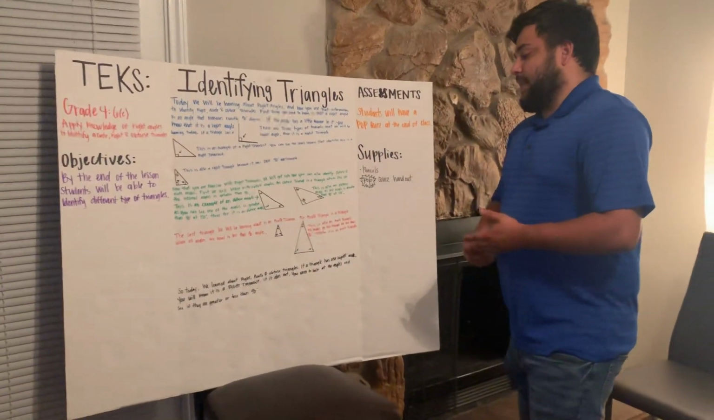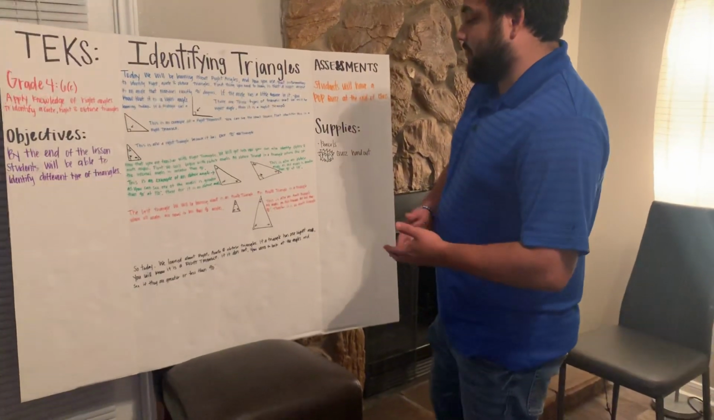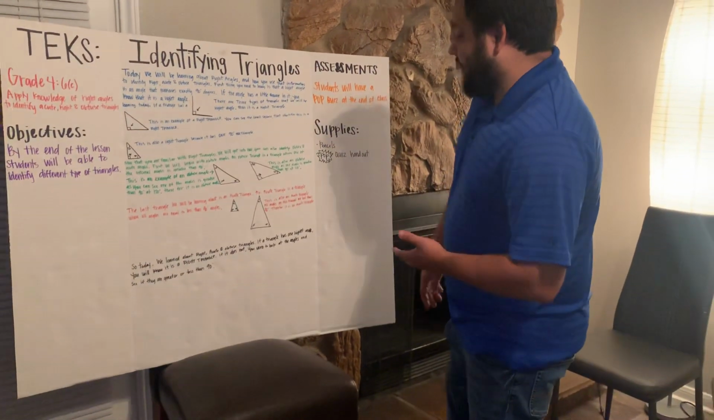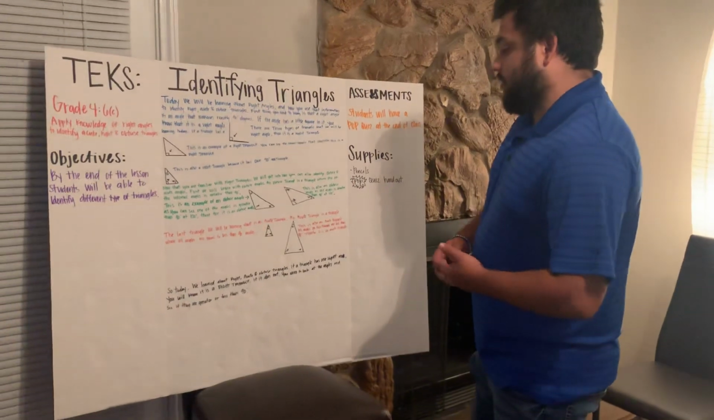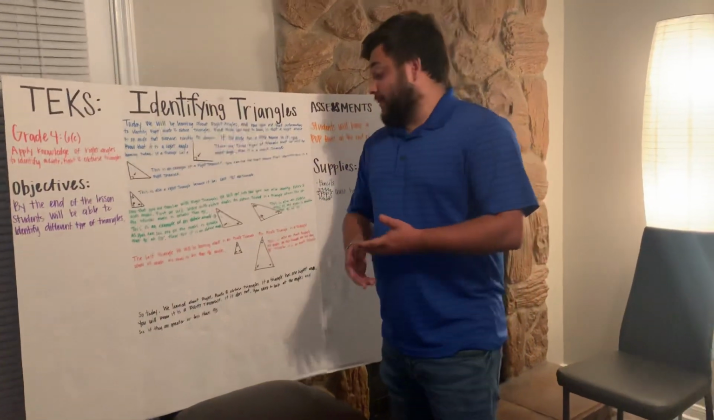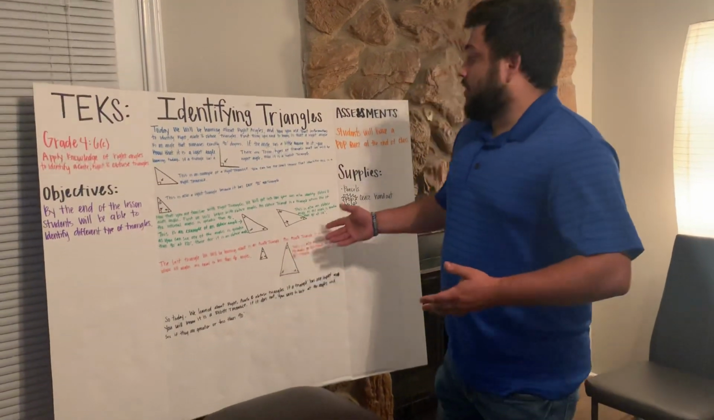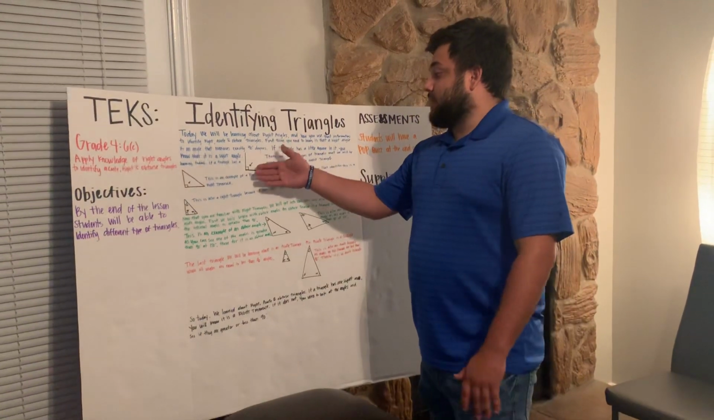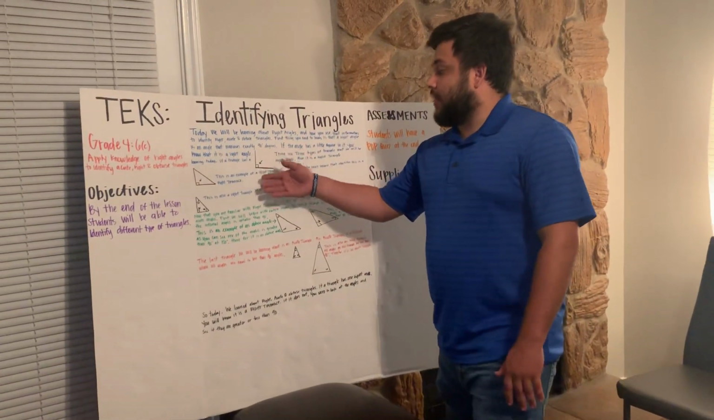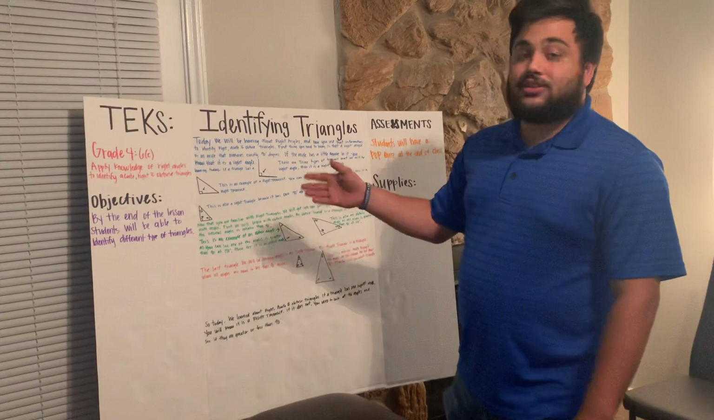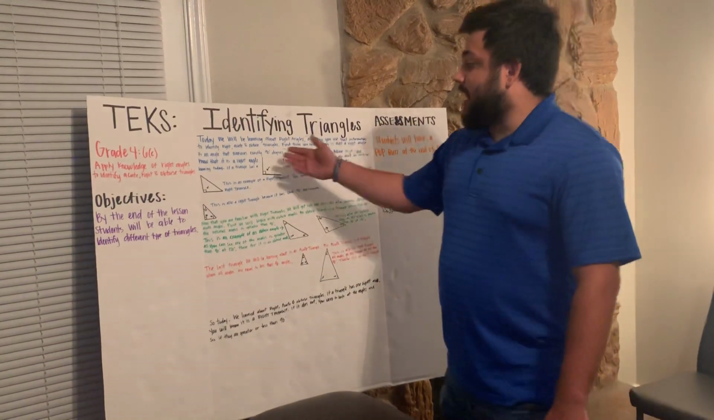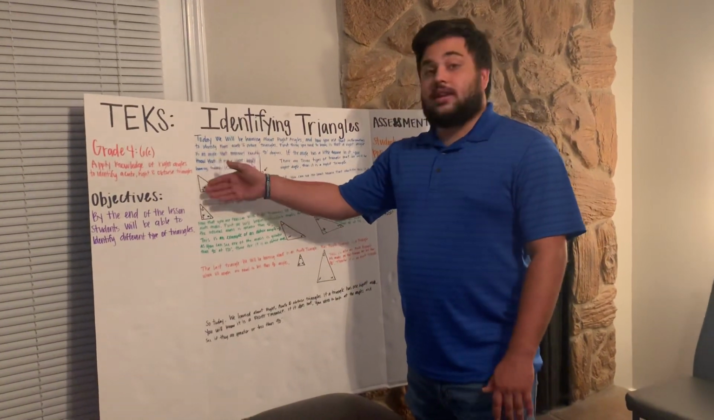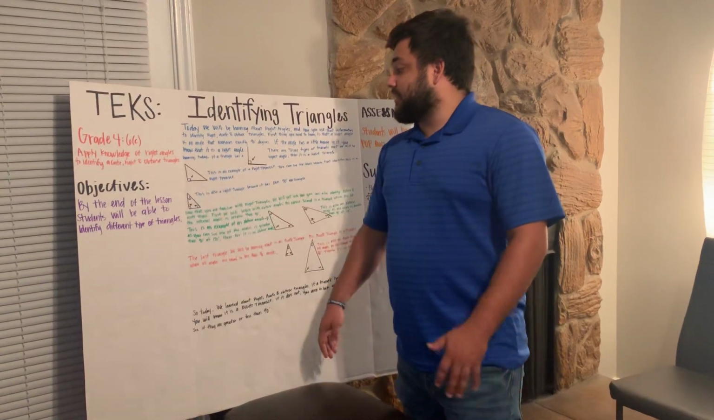So today we learned about right, acute, and obtuse triangles. If a triangle has one right angle, you know that it is a right triangle. So if you see the right angle and you see the square, 100% of the time it is going to be a right triangle. It does not matter what the other degrees are. If you have one 90-degree angle, then it is a right triangle.